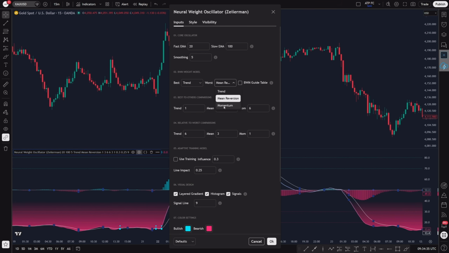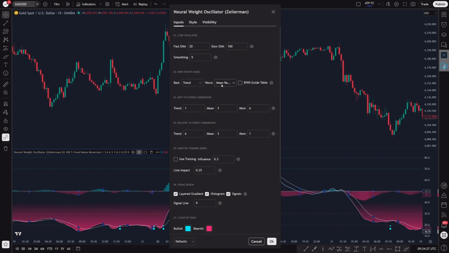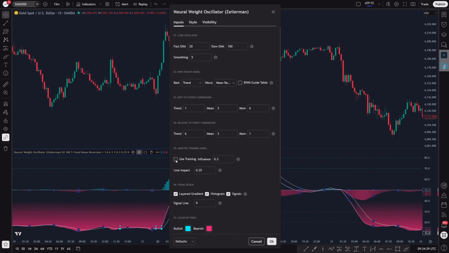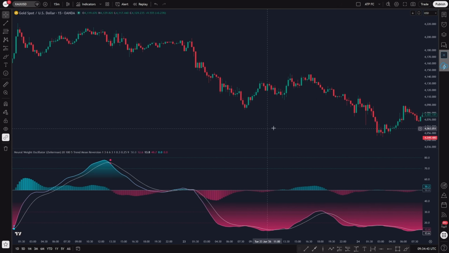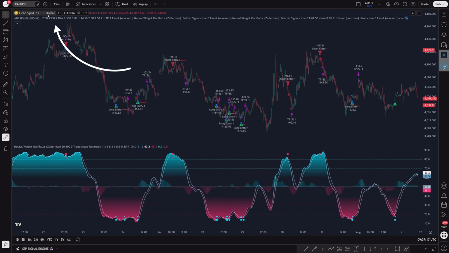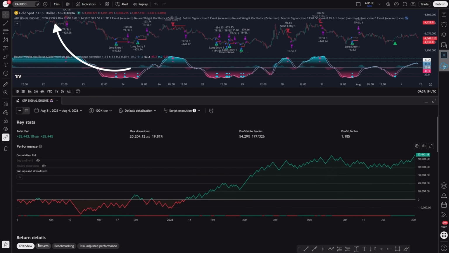I moved the worst factor from momentum to mean reversion and turned off the training influence, so the adaptive layer sticks to a more stable read. Now, by applying it again to gold on the 15-minute chart, it comes out with the best equity curve of the three, with a 54% win rate, a profit just above 50% and a drawdown under 20%.